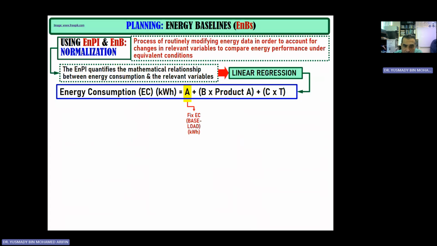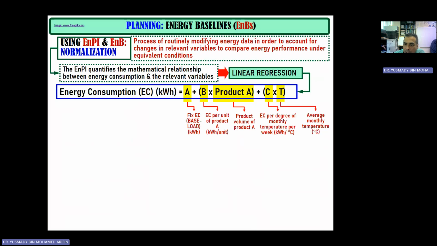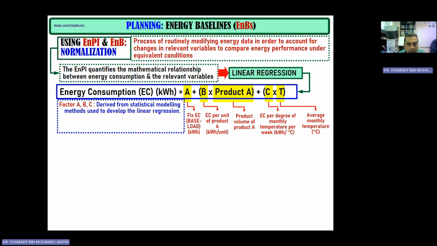A represents the fixed energy consumption, the base load, in kilowatt hours. B stands for energy consumption per unit of product A, in kilowatt hours per unit. Product A refers to the product volume of product A. C refers to energy consumption per degree of monthly temperature, in kilowatt hours per degree Celsius. And T refers to the average monthly temperature. Factors A, B, C are derived from the statistical modeling method used to develop the linear regression. This relationship should meet statistical tests such as the coefficient of determination, R square.